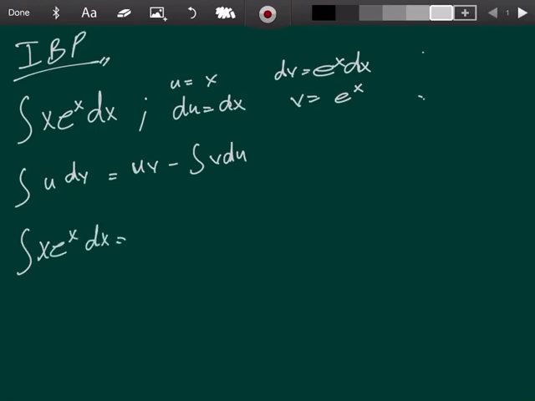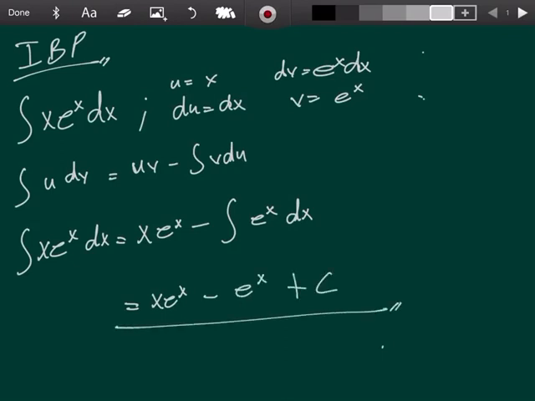So x e^x dx is equal to uv, which is x e^x, minus the integral of v du, and du is dx. So obviously the integral of e^x dx is what? So copying natin, x e^x minus the integral of e^x dx, which is e^x, plus, do not forget the arbitrary constant c. So that is the answer. The integral of x e^x dx is equal to x e^x minus e^x plus c.